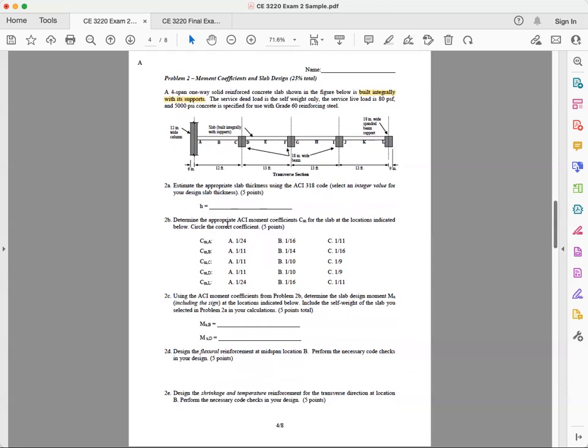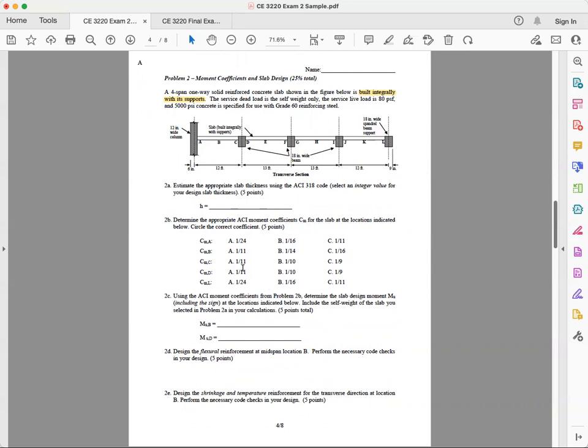Now determine the appropriate ACI moment coefficient Cm for the location indicated below. That means I need to have a negative value here, positive here. So A is negative, B is positive, C is negative, D is negative, E is positive, F is negative, and so on and so forth, right? You don't see a sign here, so don't worry about it, okay? But you have the value here.